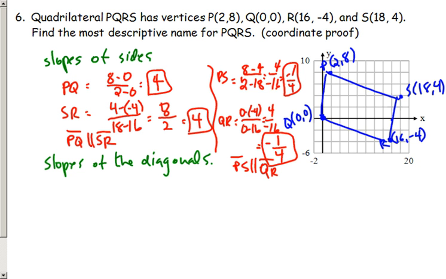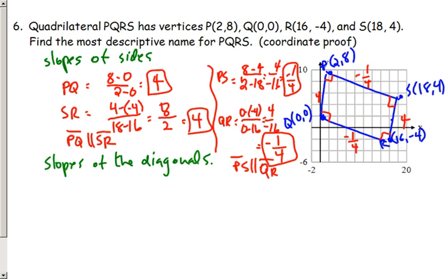And if I put these slopes into the picture, okay, these aren't the lengths of the sides, but those are the slopes of the sides. You see that the consecutive sides have opposite reciprocal slopes. So I know not only that it's a parallelogram, before I even check the slopes of the diagonals, I know that it's at least a rectangle. Okay?